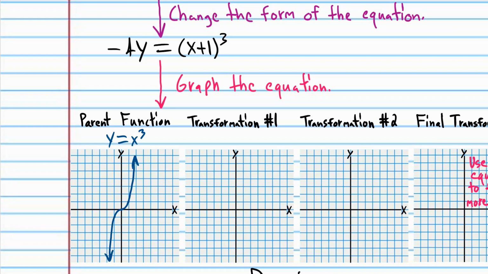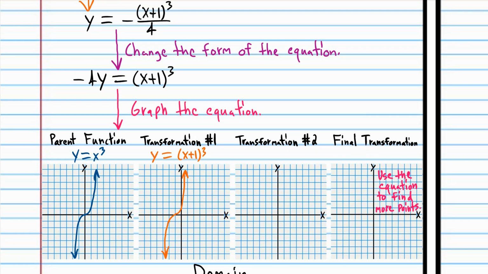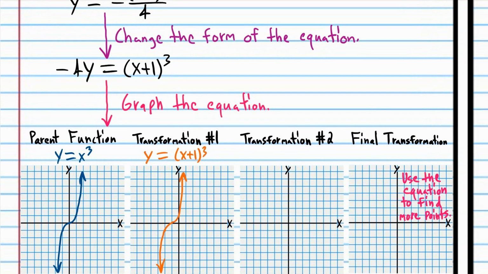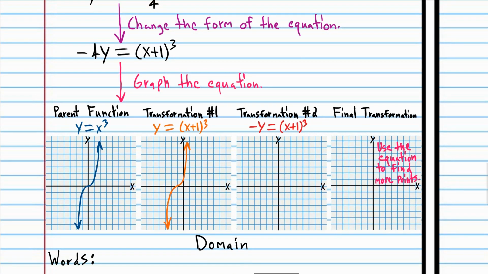We could actually translate or dilate or reflect. It actually doesn't matter in this case. I'm going to translate first. So that moves the graph 1 unit to the left. And then I'm going to reflect. I'm going to replace y with negative y. So that reflects across the x-axis.